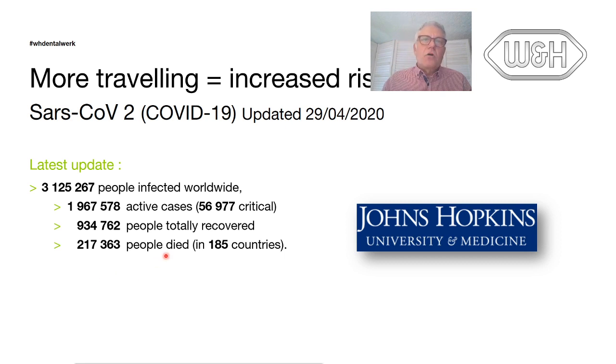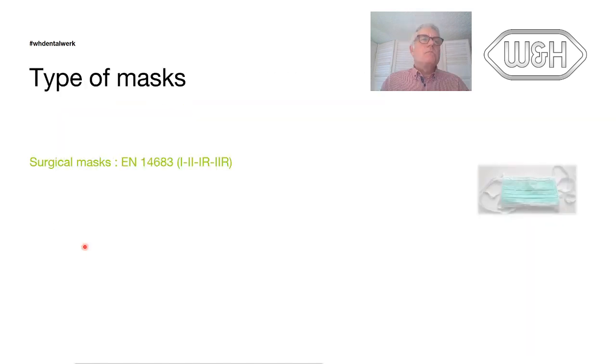You know, I used to talk about the SARS virus to illustrate that these microorganisms travel around the globe. I'm traveling a lot around the globe. I was talking about 8,000 people infected, around 800 people died from SARS. Now we talk about 217,000 people, and unfortunately it's not finished. Okay, back to our story.